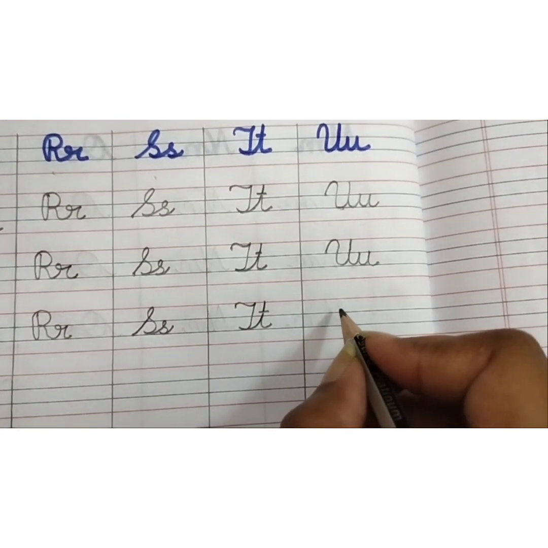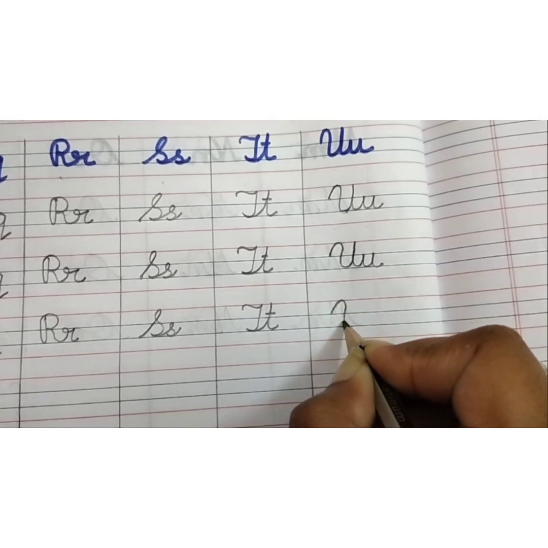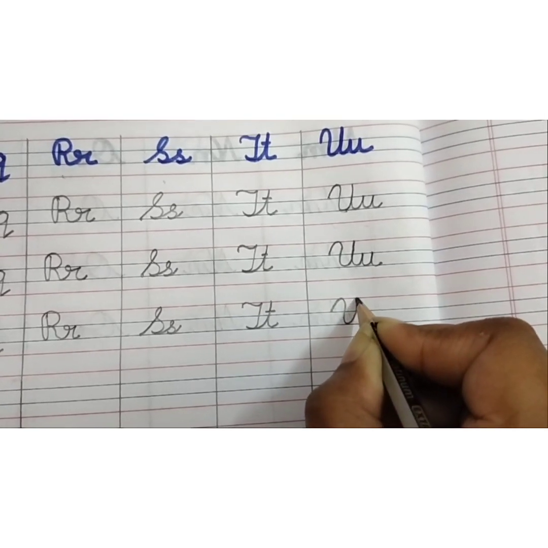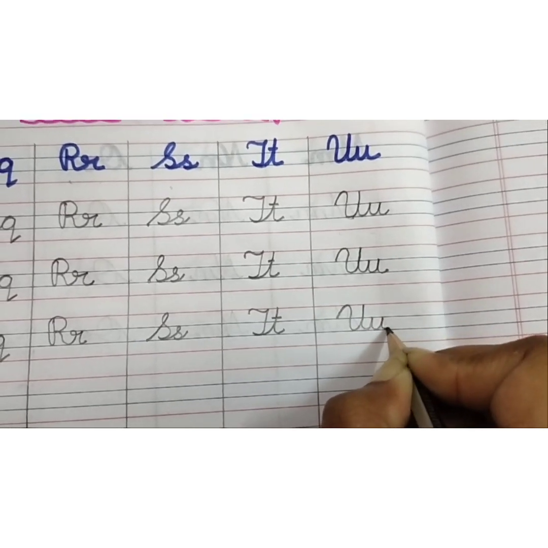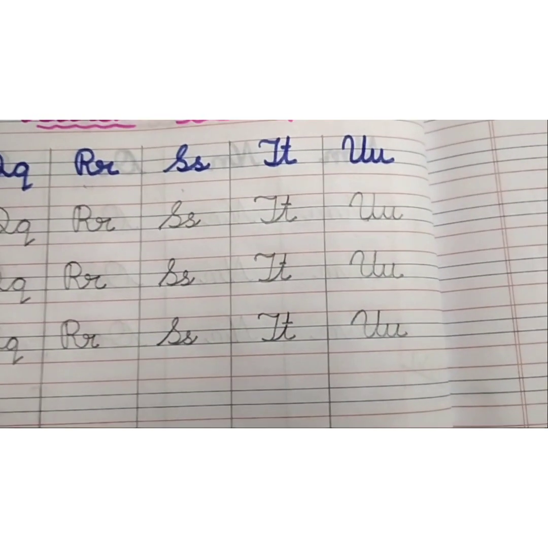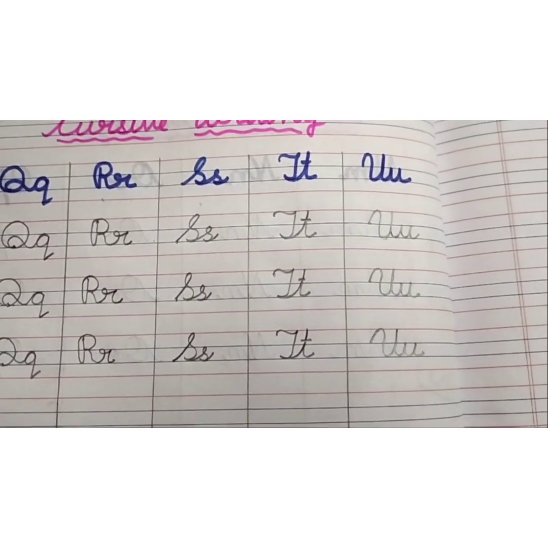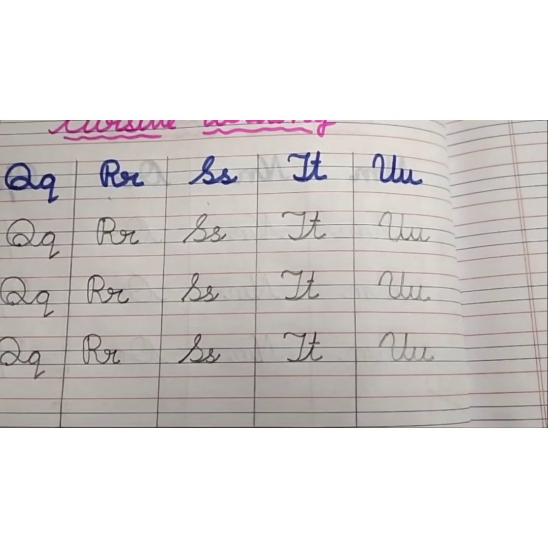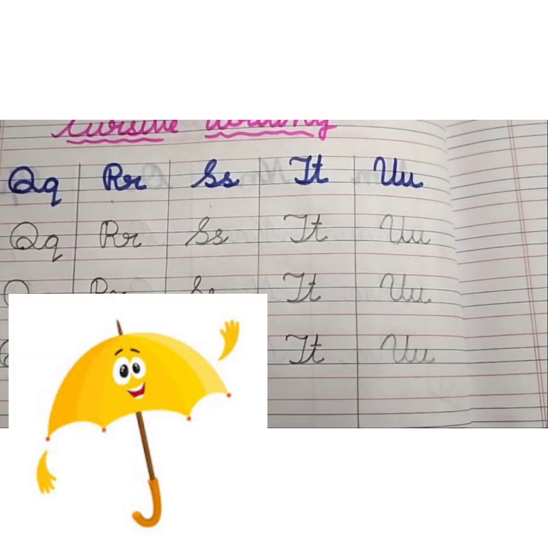Again, all of you please follow how I am writing. So this one is U. This one is capital U and this one is small letter U. Now children, tell me. U stands for umbrella.